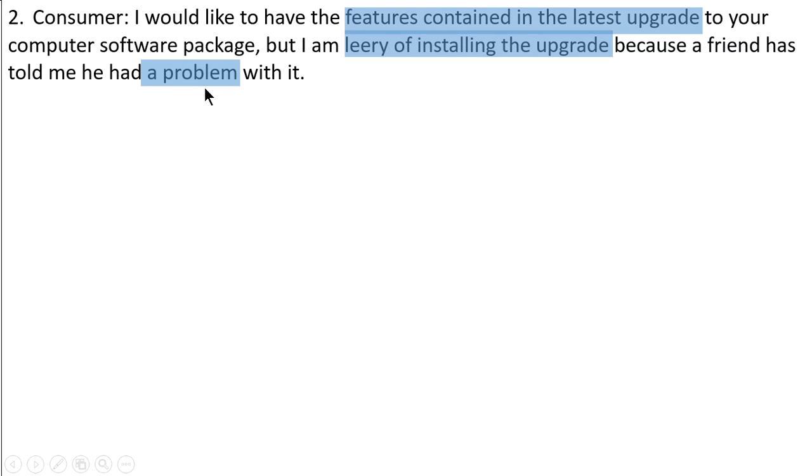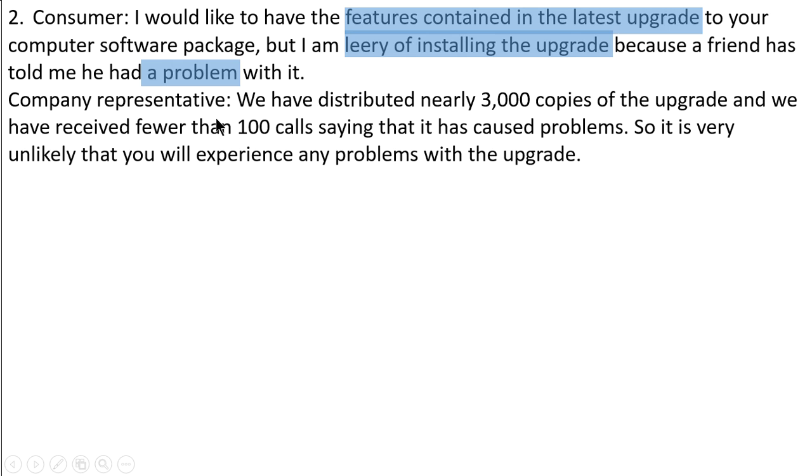So here the consumer wants to have the features in the latest upgrade, but he doesn't want to install the upgrade because his friend faced a problem with it, and the consumer feels that he might also face a problem.